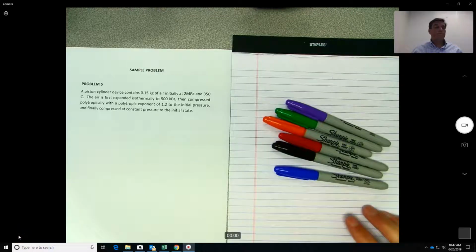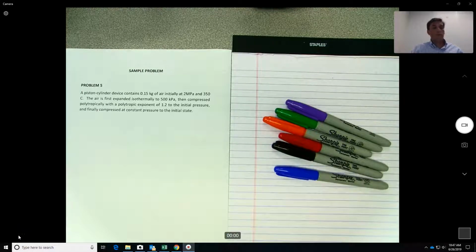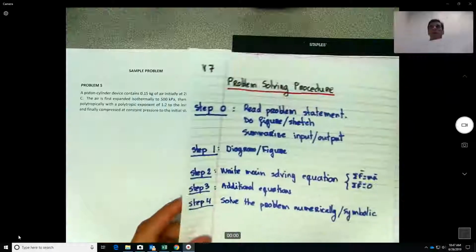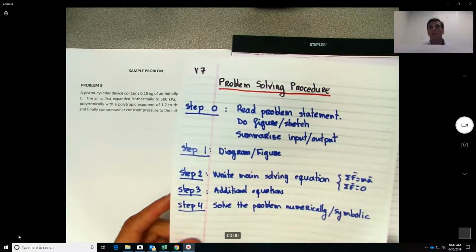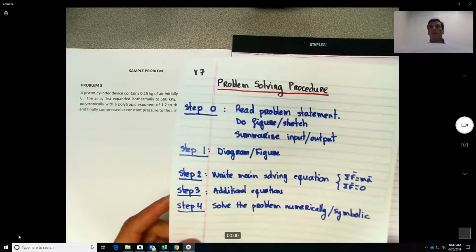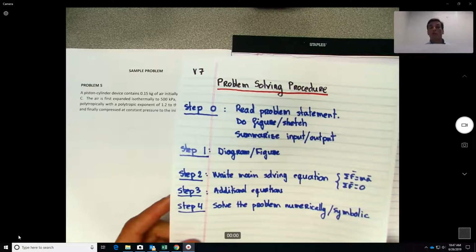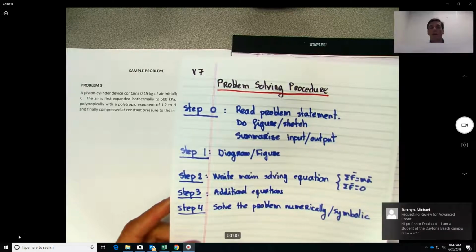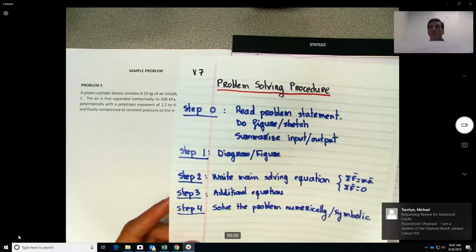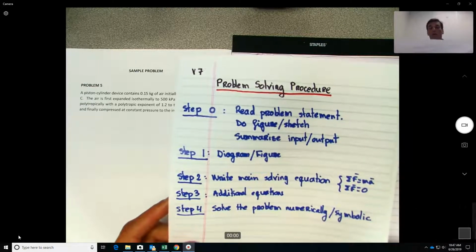Okay, so now let us go and solve this problem over here. Like always, I want to remember the procedure. Step 1, you read the problem statement, you do some type of figure and summarize the input and output. Step 2, you use the diagram in order to write down the main equation. If you need more equations, you go to step 3. And finally, once you have enough equations, you go and solve the problem in step 4.